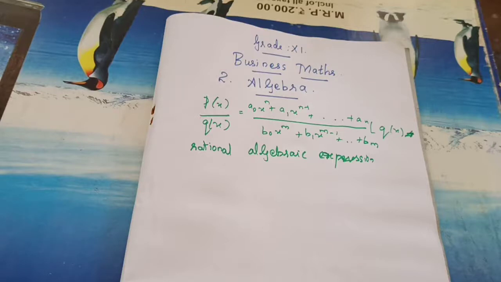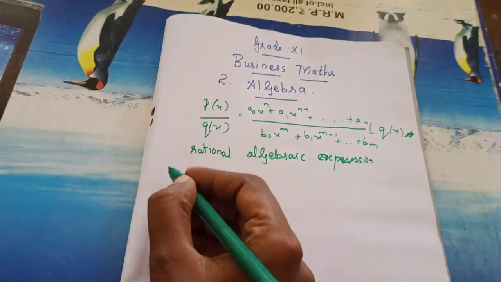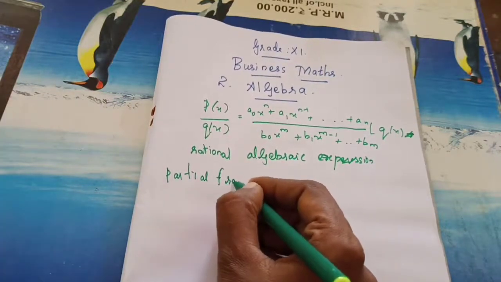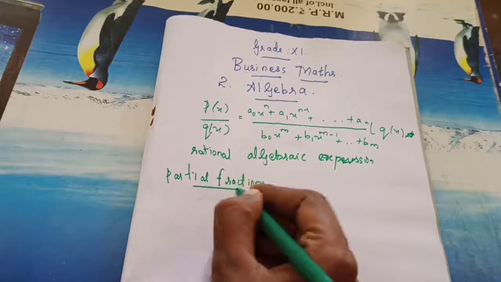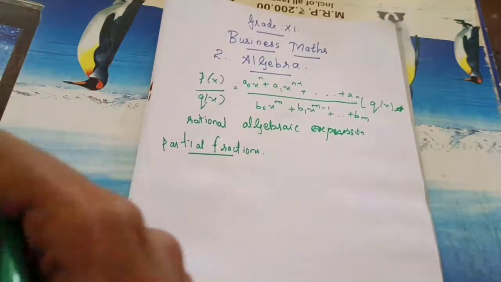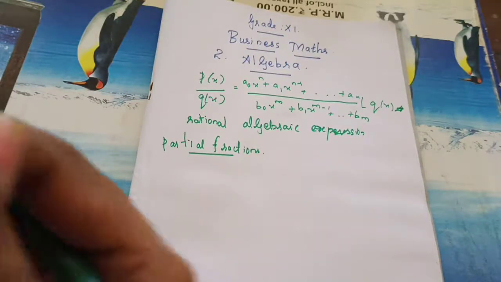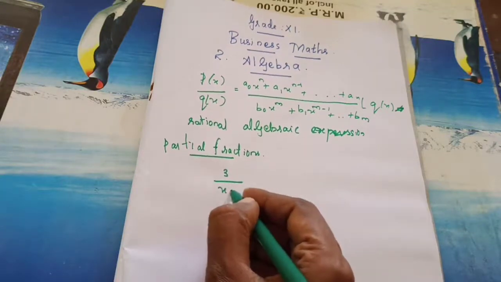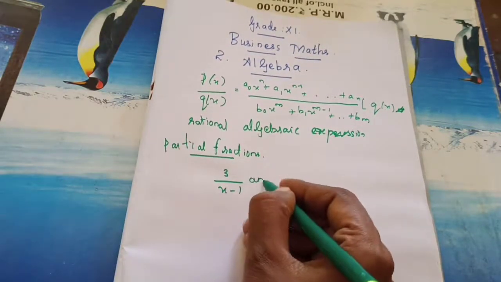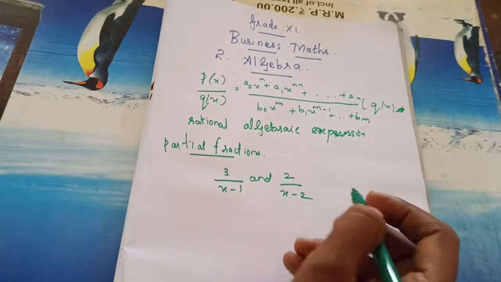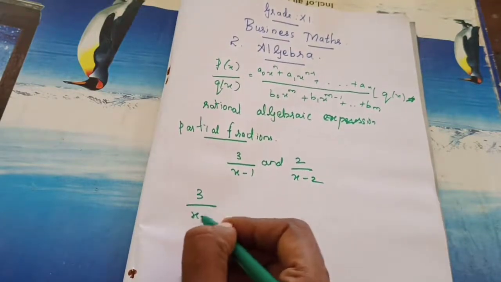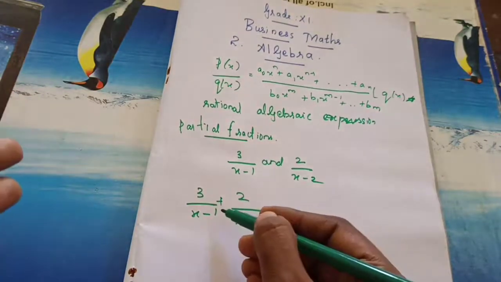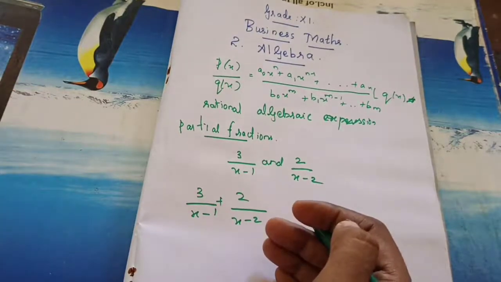Now let's move to partial fractions. This is our topic. These are the major things you have learned already. This one is very important. This only we are going to learn. What do you mean by partial fractions? We can express the sum or difference of two rational expressions. I am taking one rational expression as 3 by x minus 1 and another rational expression as 2 by x minus 2. We can write this as plus or minus. When you write like this, it is a partial expression, understand?